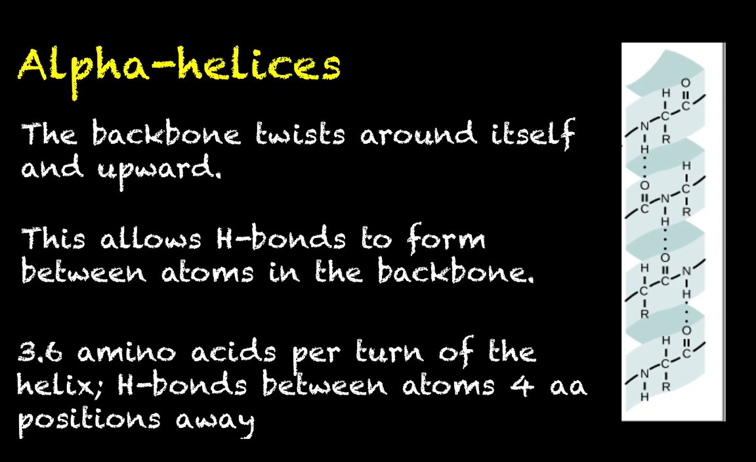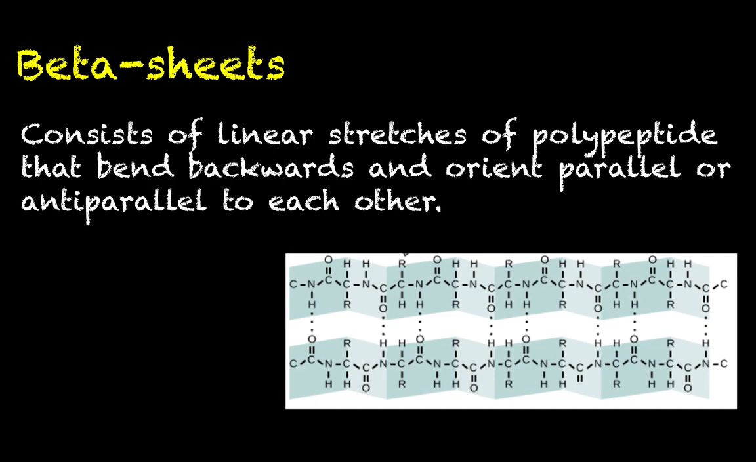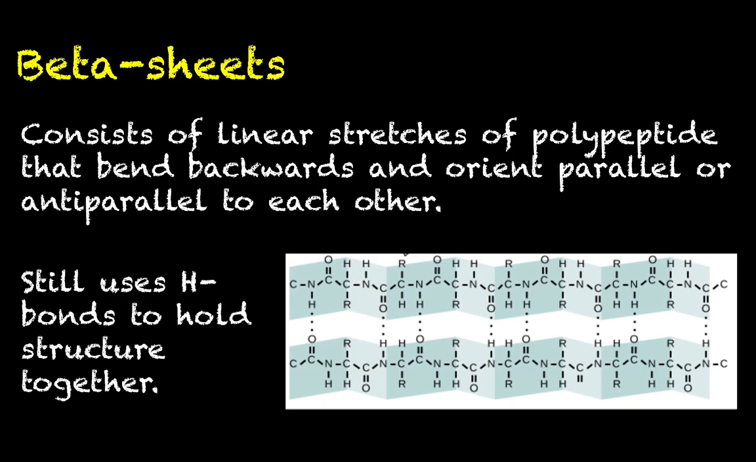In an alpha helix, we find about 3.6 amino acids per complete turn of the helix, and hydrogen bonds will typically occur between atoms that are 4 amino acid positions away from one another. If we move on to the beta sheet, this consists of linear stretches of polypeptide that then bend backwards and orient themselves parallel or anti-parallel to one another. So even though this structure looks very different compared to the alpha helix, it is still very similar in the sense that hydrogen bonds are the essence of what is being used to hold these structures together.